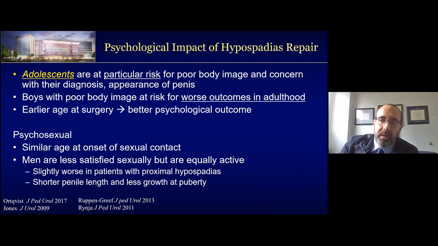One of the big things that has come out, from a few recent studies, is that adolescents are particularly high risk for poor body image and are concerned about their diagnosis and the appearance of the penis. Boys who develop poor body image are associated with poor outcomes in adulthood. They're so concerned about it, maybe less likely to be happy, and less happy in life. Earlier age at surgery is definitely associated with a better psychological outcome.